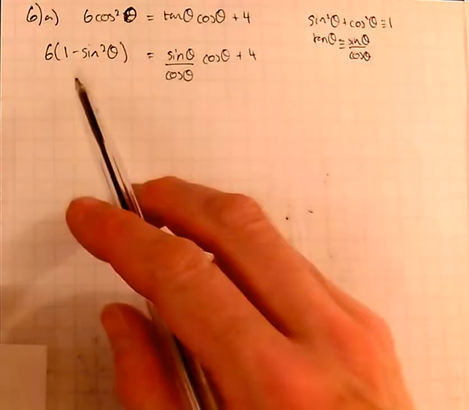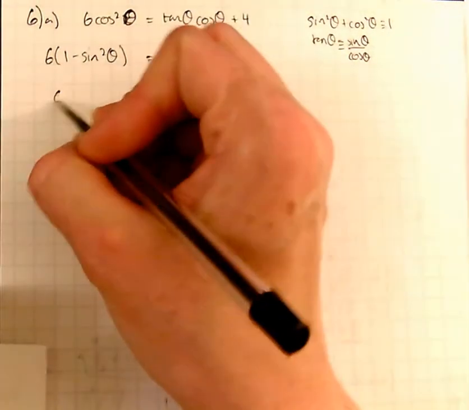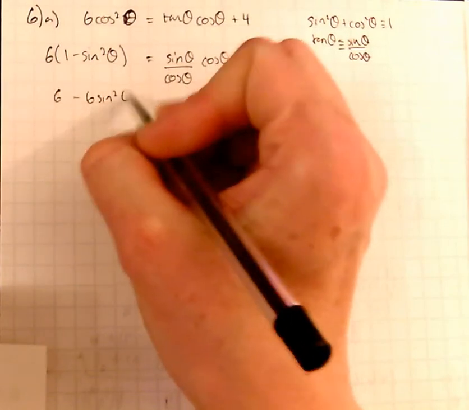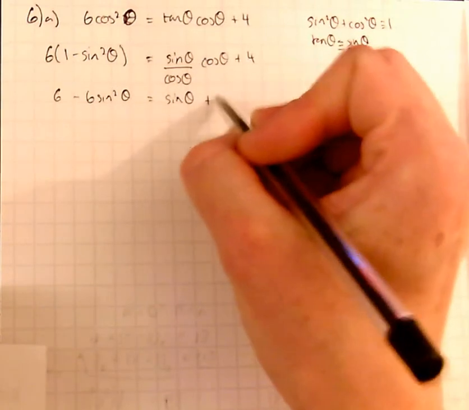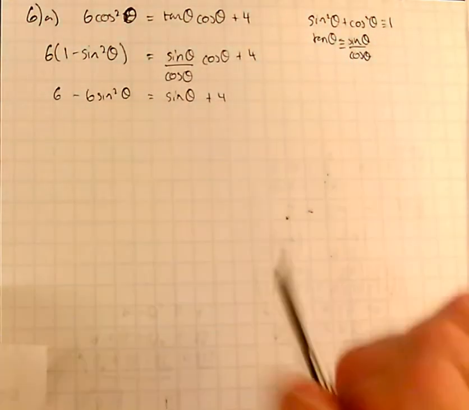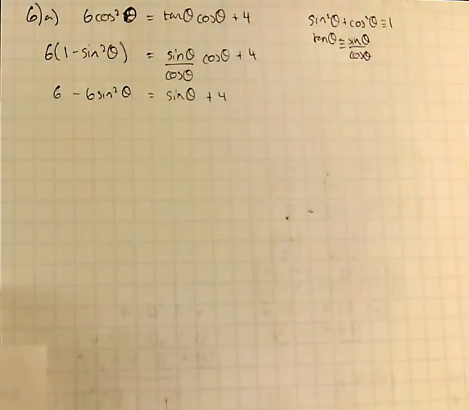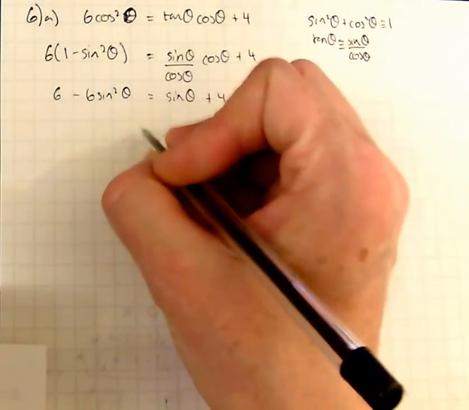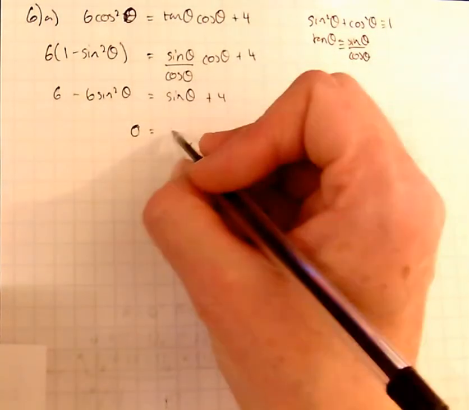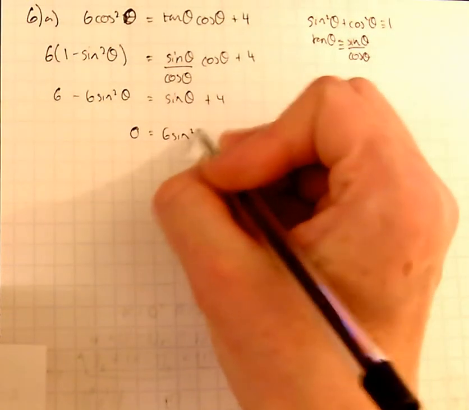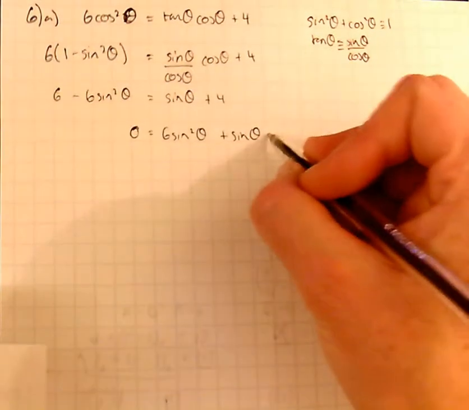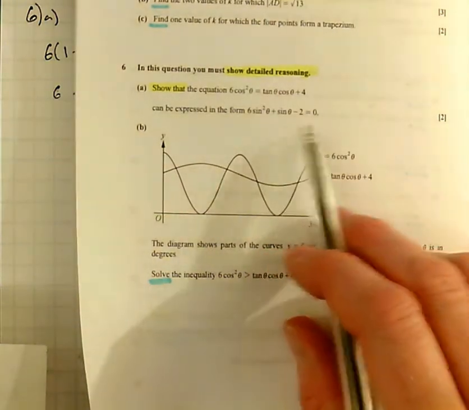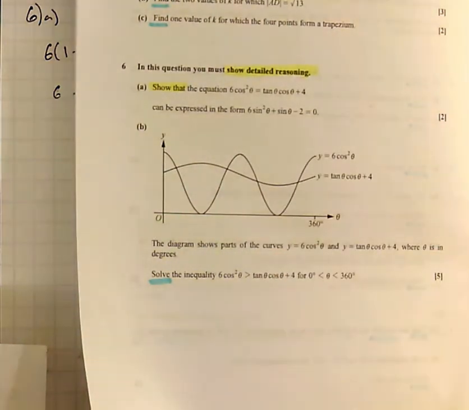Okay, so now let's do some tidying. So we have 6 minus 6 sine squared theta is equal to, the cos's cancel, sine theta plus 4. And all we have to do now is move everything across to the right, or balance the equation, to make it equal 0. So we've got 0 is equal to 6 sine squared theta plus sine theta, and then 4 take away 6 gives us minus 2, and we'll just check. Yep, that's the same equation they've got, which is super.